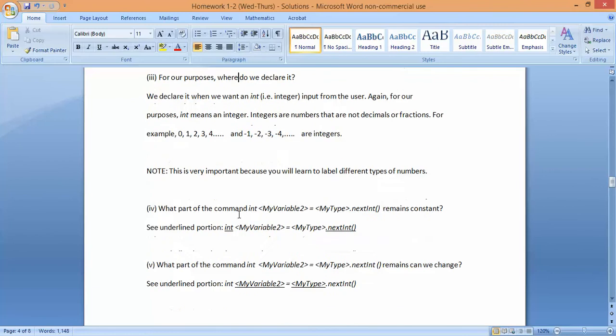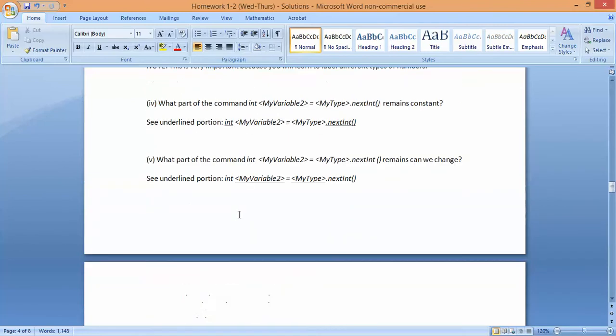Okay. So pretty much we just answered questions 1 through 3. Now, again, this is very similar to question 2. What part of the command int, my variable 2 equals my type, remains constant? Well, the underlying portion int will always stay the same, unless you declare it twice, then that disappears. What part of this command can we change? Again, like question 2, my variable and my type change. We have control over these two items.